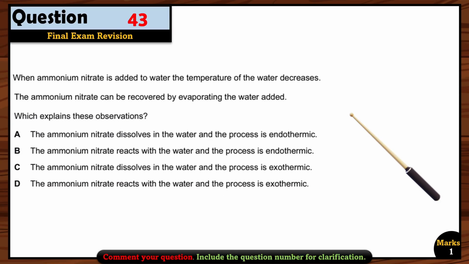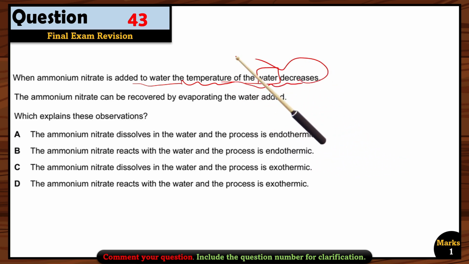Let's see another example. When ammonium nitrate is added to water, the temperature of the water decreases. Again, the student will think, okay, the water temperature has decreased, what does it mean? It means all the heat is given out, right? So it is exothermic. No. If you see the word temperature, again, I'm telling you, it means they are talking about the surrounding, and it decreased. So now the reaction is actually endothermic. Okay, so which explains these observations?